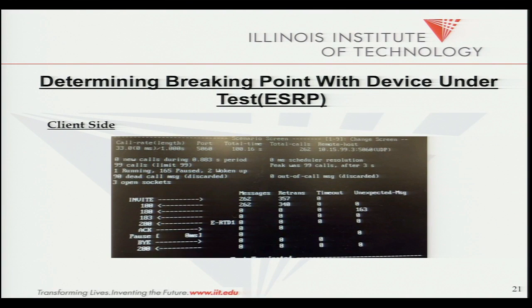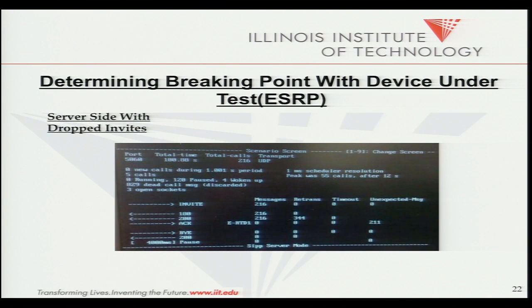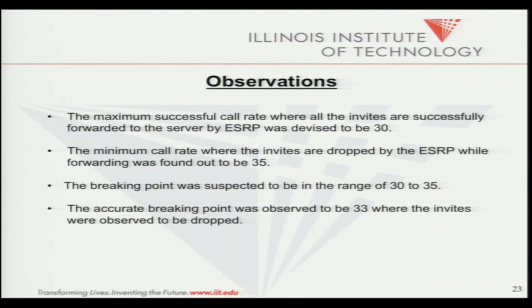So we tried at 33, and we further determined that the invites were being dropped. For instance, there were 262 invites being forwarded, and still the invites were dropped. And we tested this at 32 calls per second, and the invites were successfully forwarded to the server via the ESRP. So that was the maximum successful call rate that we observed. These were the observations that I had explained.